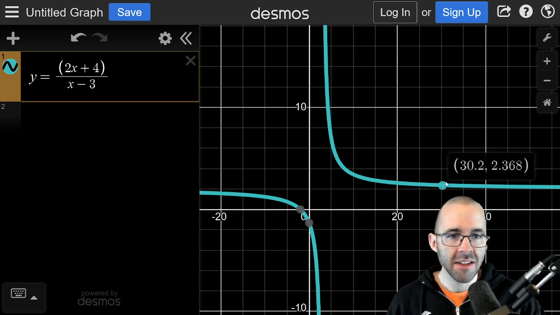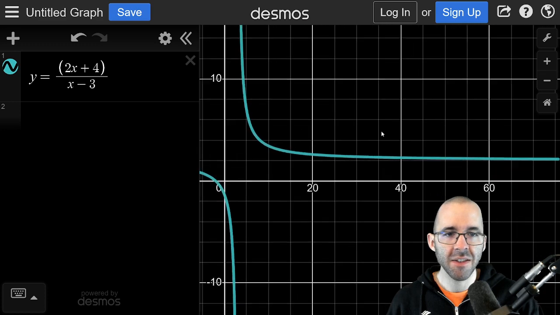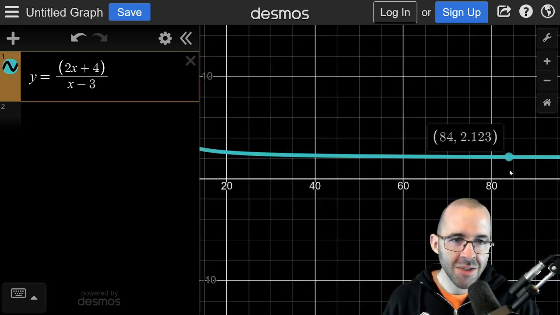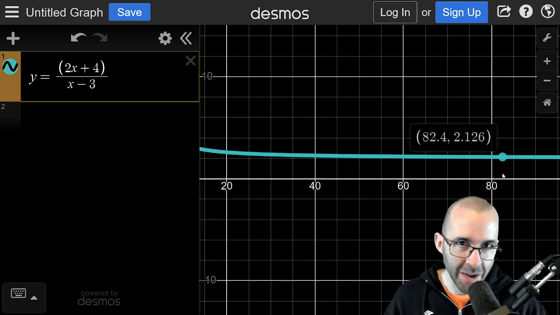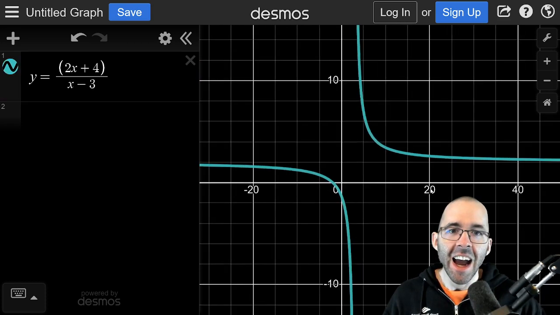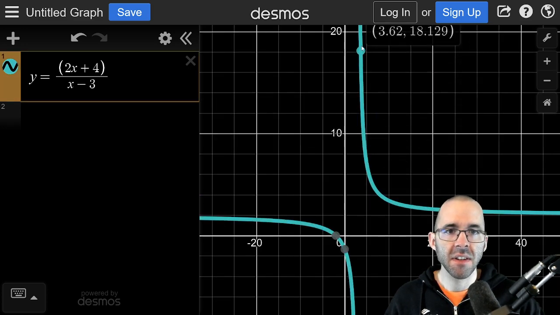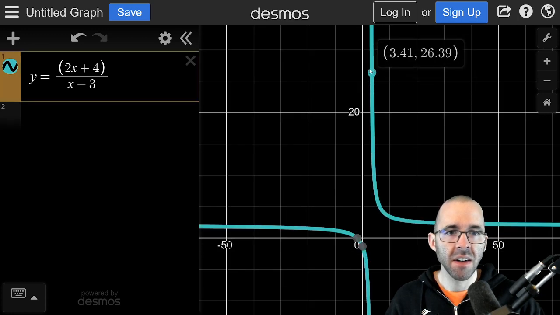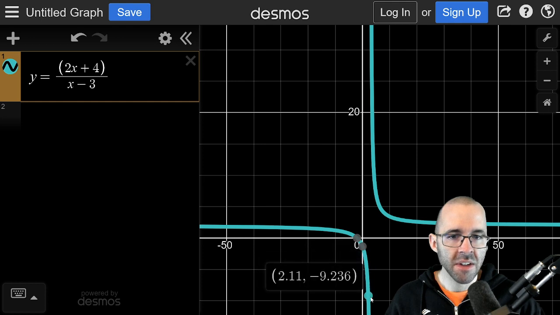To the right, this function gets really close to something. What do we think this function's getting really close to as we go really far to the right? Looks like it's kind of getting close to 2. I wonder where that 2 comes from. We'll talk about that in a future video. And then notice that as we go to the left, we're getting really close to infinity. And over here, we're going really close to negative infinity.